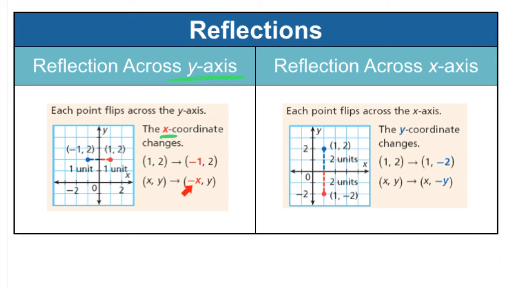By the x becoming negative x, that's its opposite. Similarly, if you reflect across the x-axis, the y-coordinate is going to change, and the y-coordinate becomes its opposite, and that's what they're showing right there with symbols.